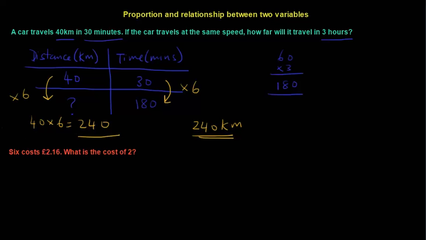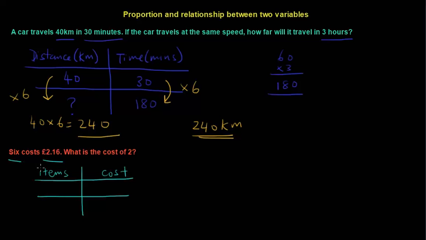Next, let's take a look at this example here. It says 6 costs £2.16. What is the cost of 2? So again, we need to identify the two variables, and in this case it's the number and the cost. So we can say number of items and the cost. Let's draw out the table here and fill in the values that we're given.